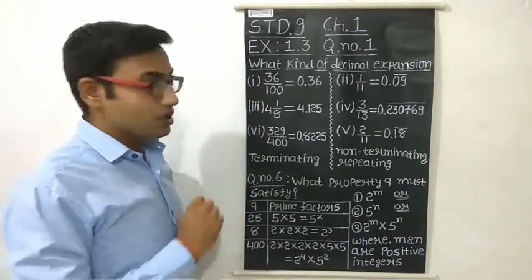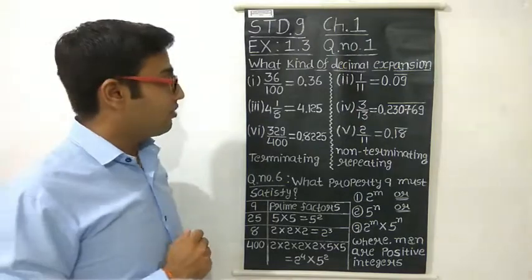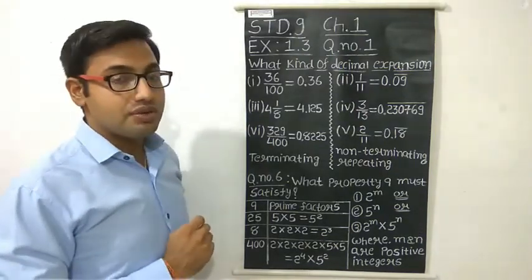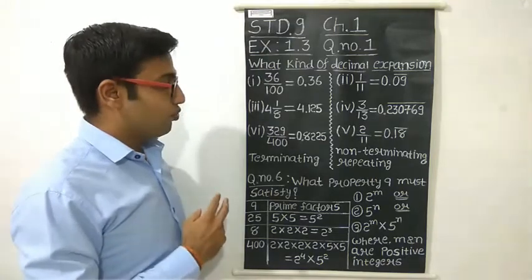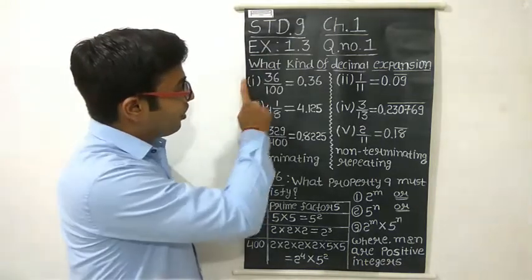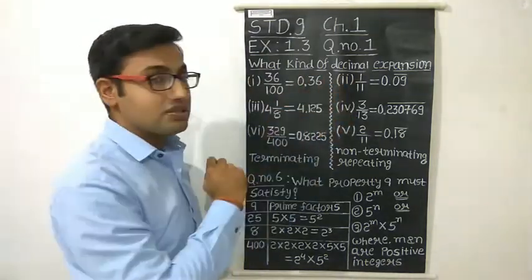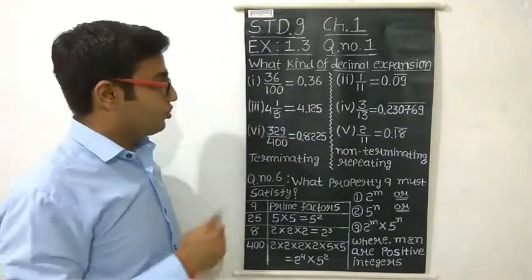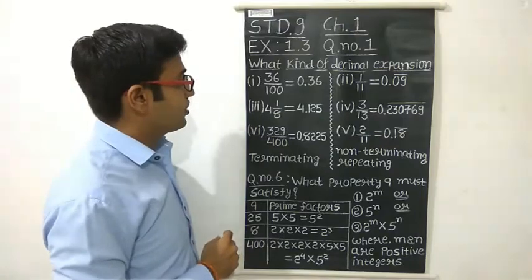So what is the question? Question number 1 is given, a set of rational numbers, and we have to identify what kind of decimal expansions each of them has. Right? So we will start with the first sub question.